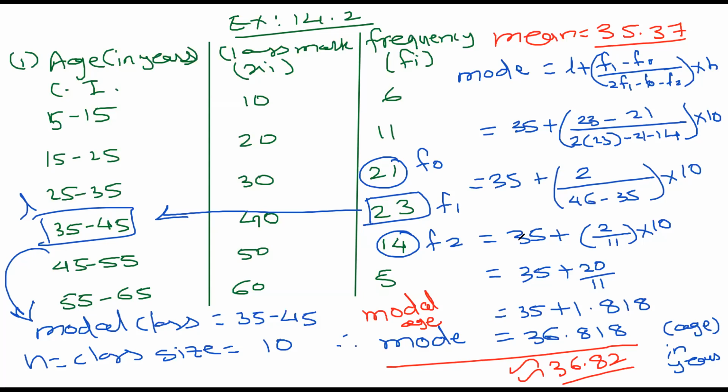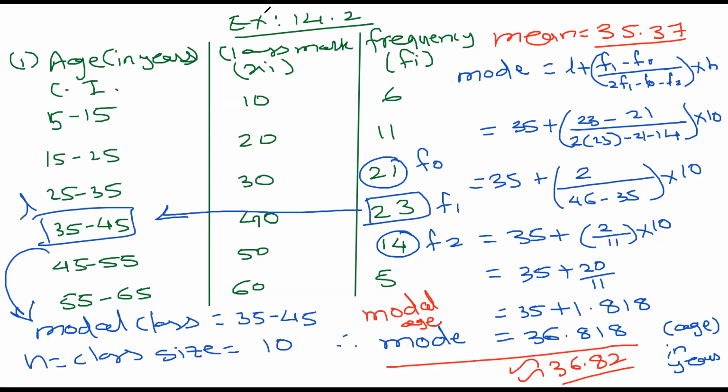As the modal age is 36.82 years, we conclude that the age of maximum number of patients admitted in a hospital during a year is 36.82 years. Understood thoroughly? Yes, sir.